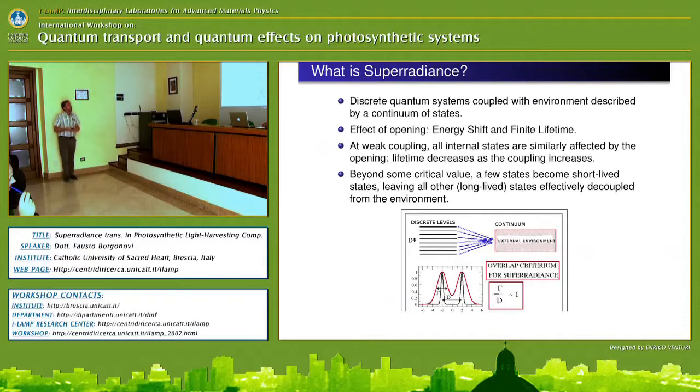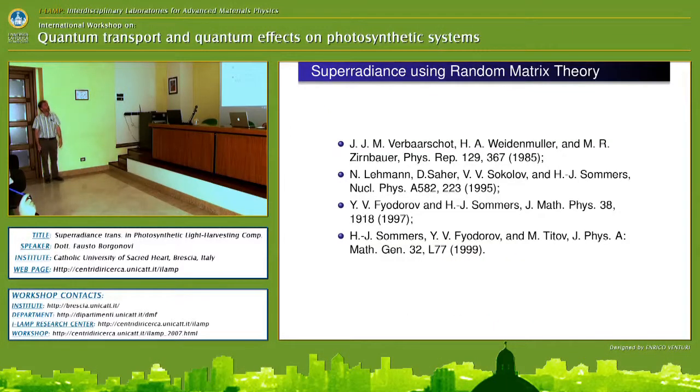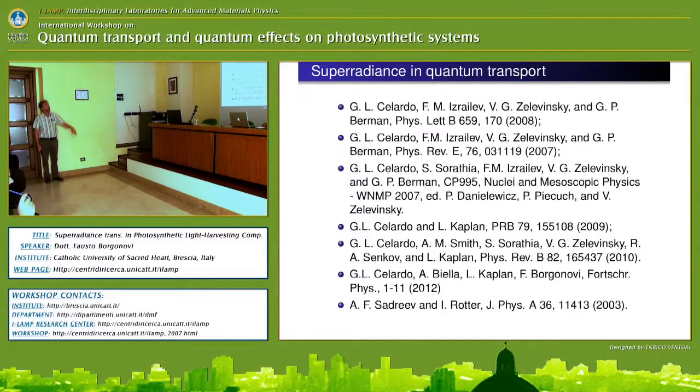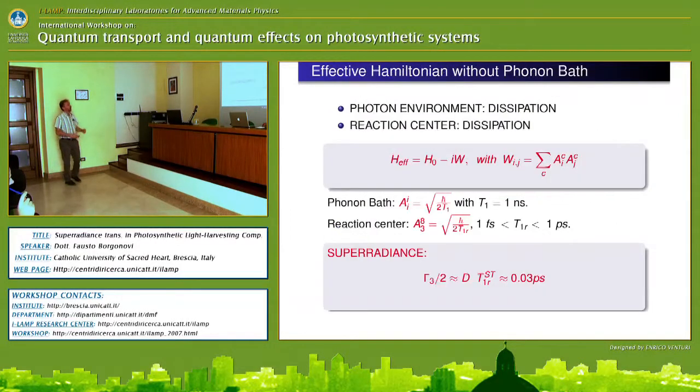And what happens typically when the coupling to the sink is small is that all these internal states are affected quite similarly by this opening. It means that the lifetime decreases as the coupling increases. But beyond some critical value, some states become short-lived. They quickly radiate, and all the other states are effectively decoupled from the environment. This we call superradiance, okay? One rough estimate is when the average width, gamma, becomes of the order of the distance between levels. And this is the criterion for superradiance. Superradiance has been used with random matrix theory for a long time, and also in quantum transport, in many different papers.